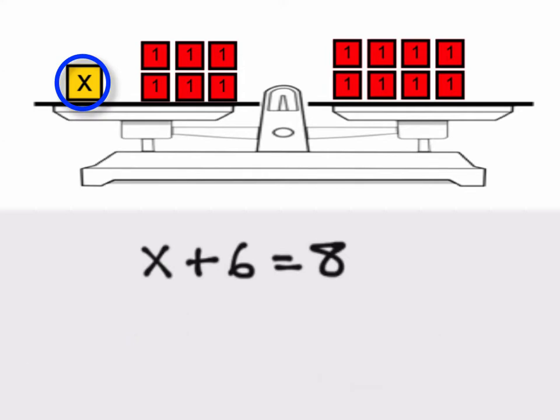Since the scale is balanced, it means that x plus 6 is equal to 8. Now, perhaps you already know that this x block needs to weigh 2 kilograms, or the x in this equation is 2, in order for the two sides to be equal. Even so, we need to know what's going on behind the scenes and how to write this out and show all of our steps when solving an equation. So let's think about the scale first.